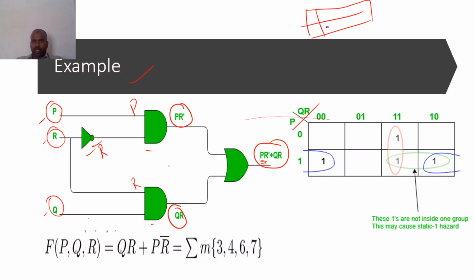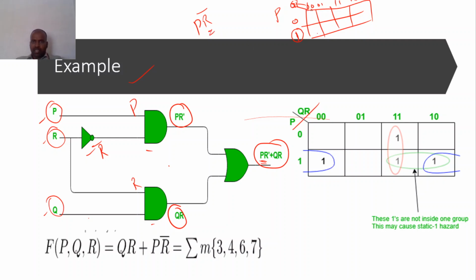Let me draw the given map. This is P, Q, R, 0, 1, 0, 0, 0, 1, 1, 1, 1, 0. So now I am in need of P, R bar. P means definitely this value should be 1, so definitely the answers are in these four boxes 1. Okay, so now I am in need of R bar.